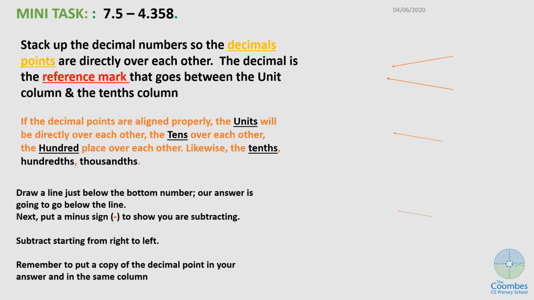Now, what I want you to do is to pause the video and work out this subtraction. 7.5 take away 4.358. We'll look at the answer in the next slide.